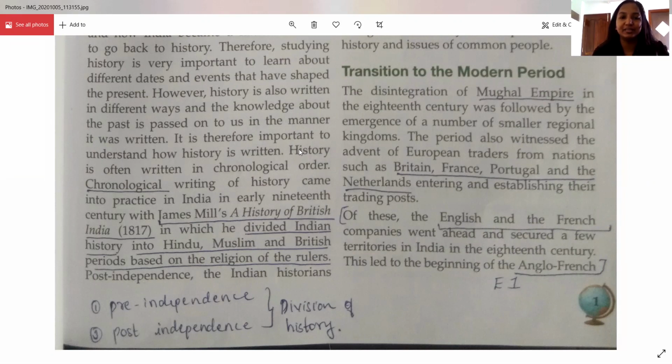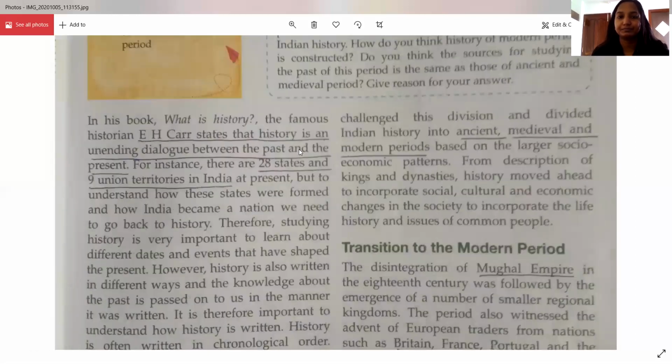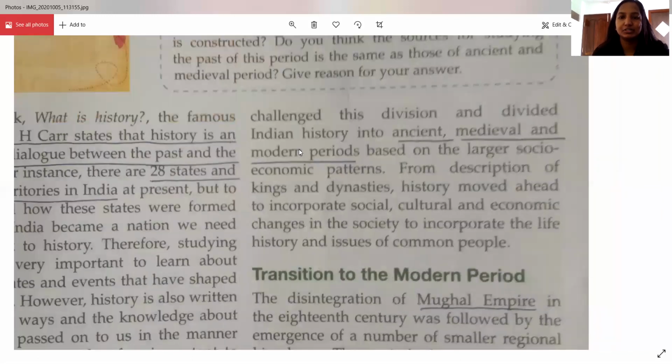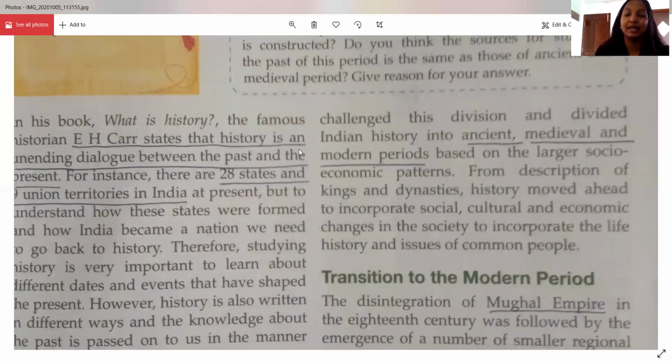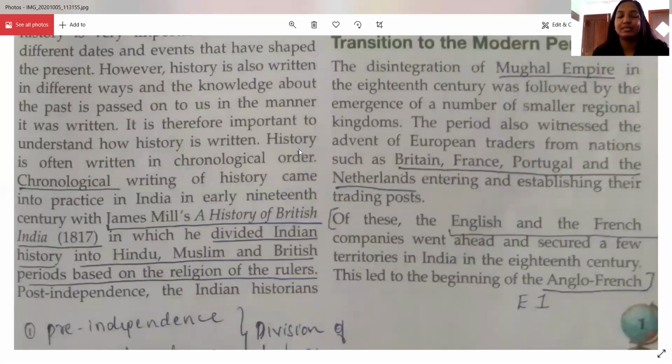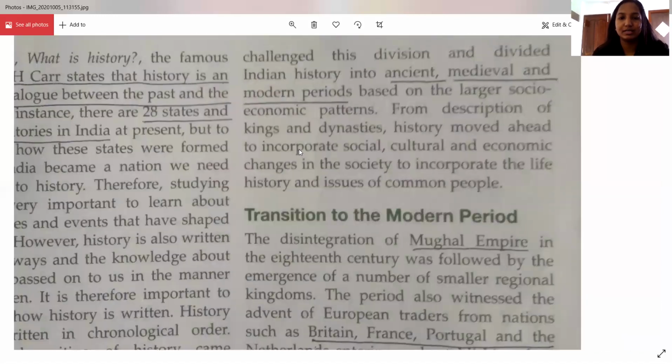First one is by James Mill, and according to James Mill, in his book A History of British India, the history is divided into Hindu, Muslim, and British period. And the second type in which Indian history is divided is into ancient, medieval, and modern, which we are studying now. And another division of history is pre-independence and post-independence.